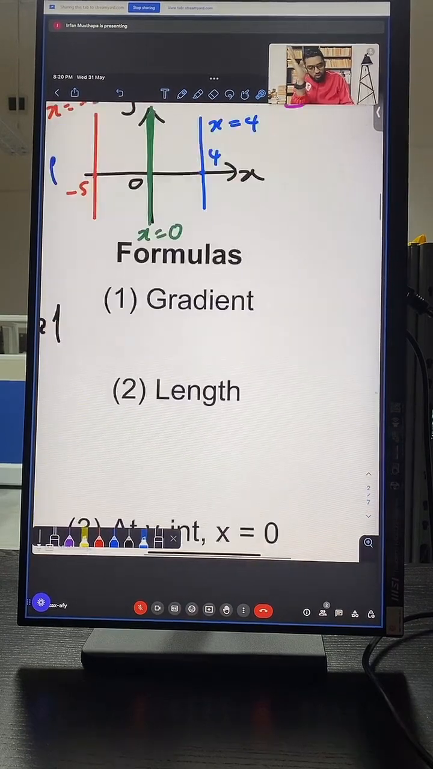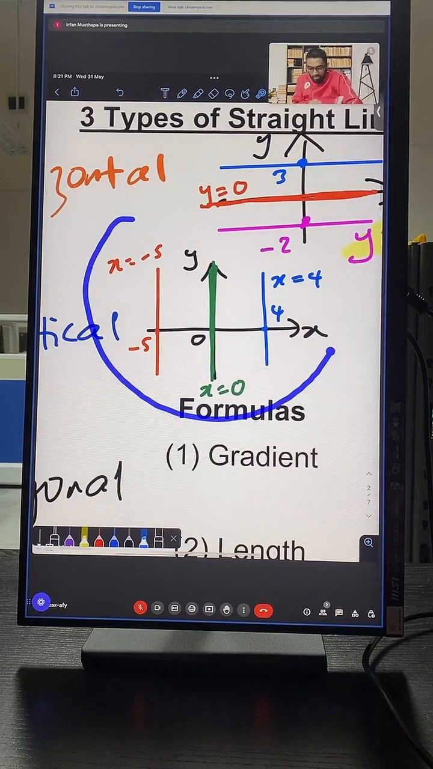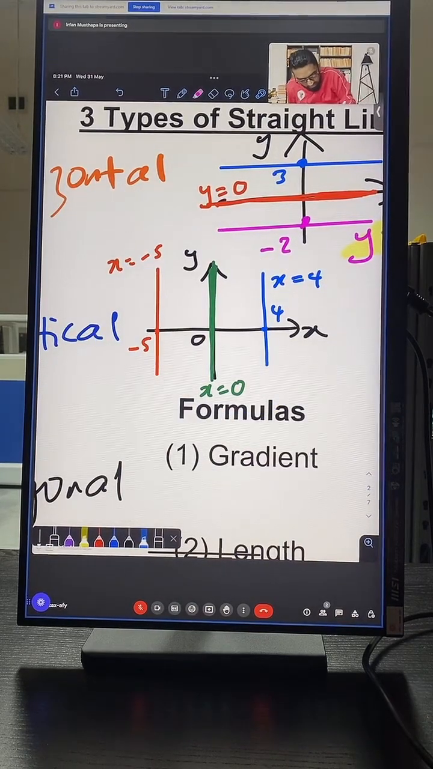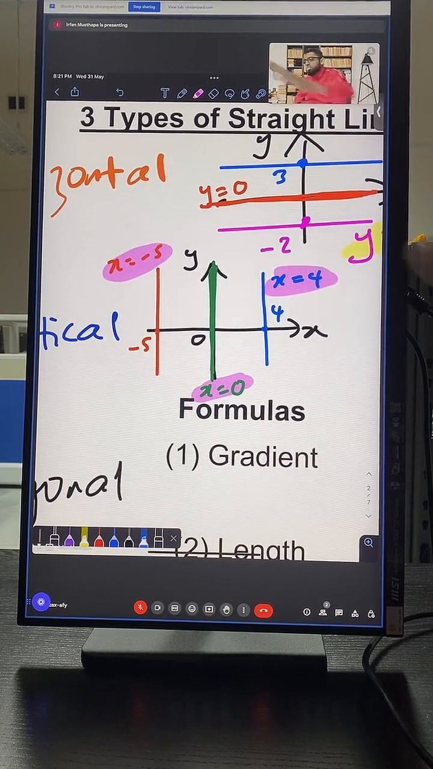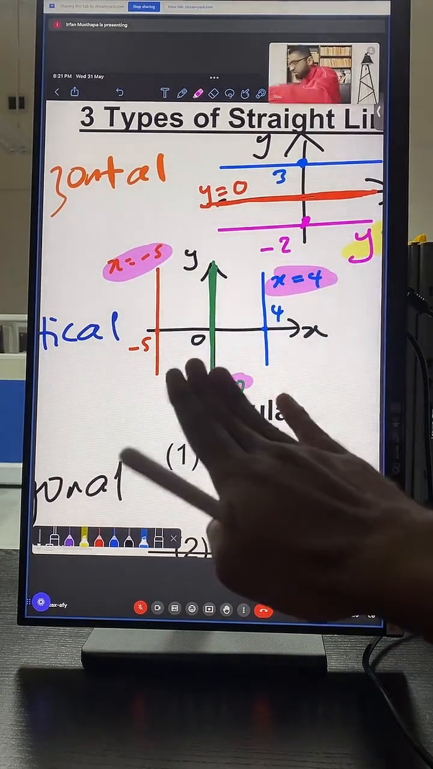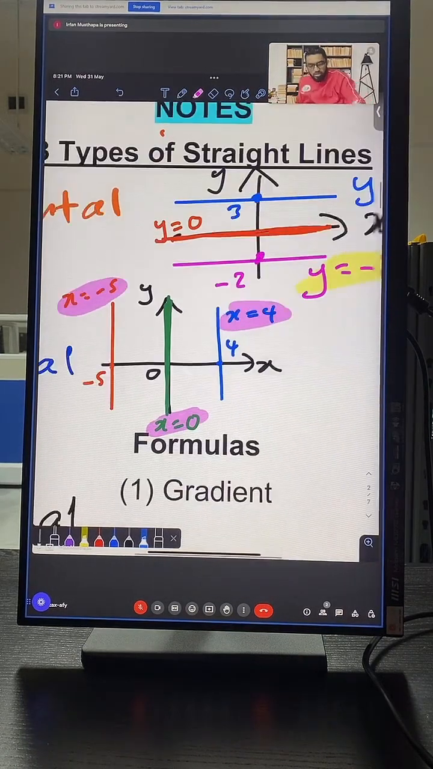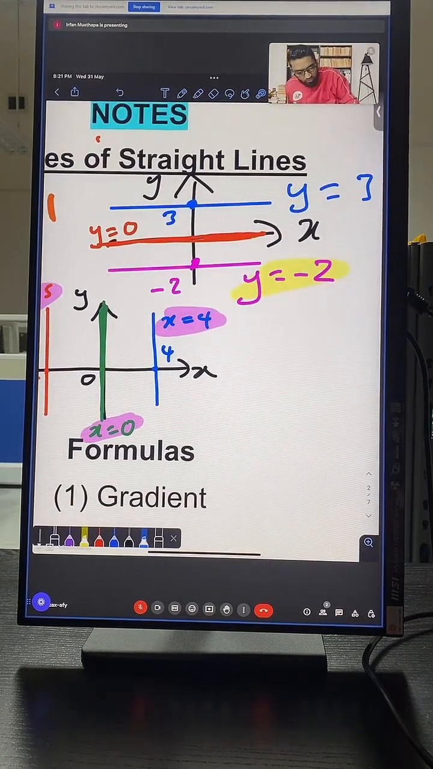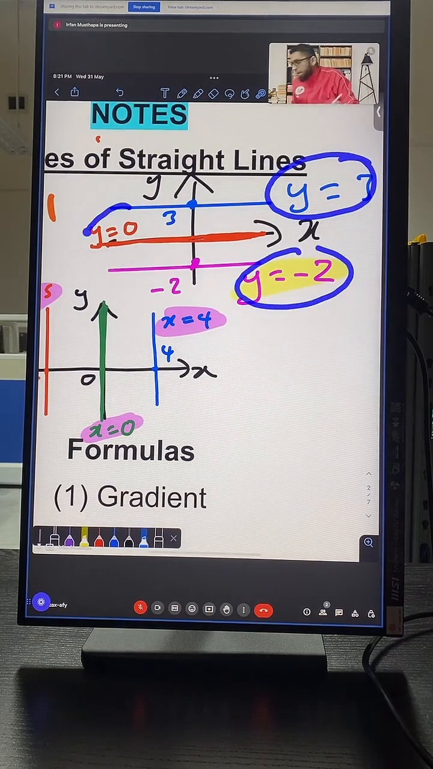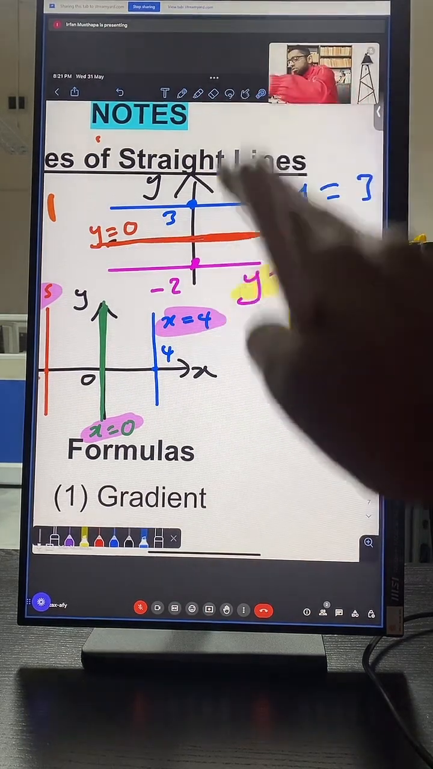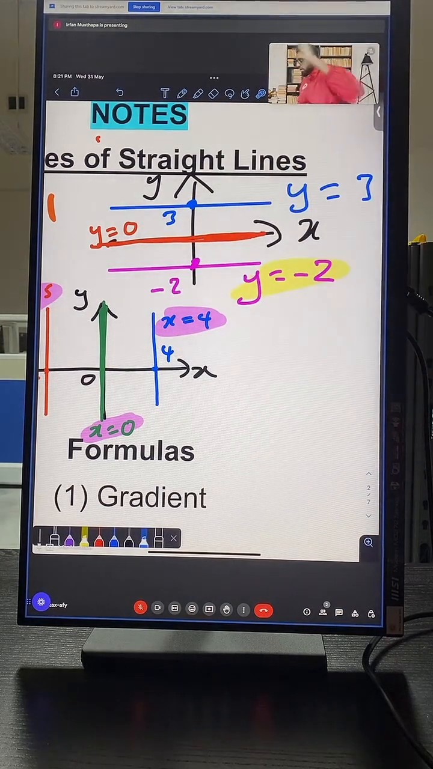And when you see only x involved and a number, which I highlighted for you in pink, you will definitely have a vertical line. I hope this is clear for you guys. Or when you see only y is involved in the equation, there's no x there, you have yourself a horizontal line.